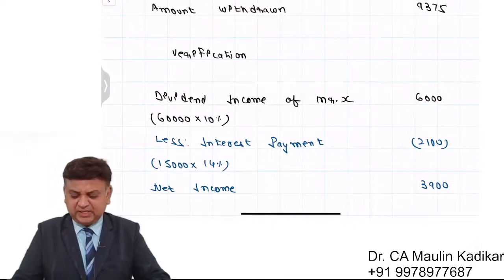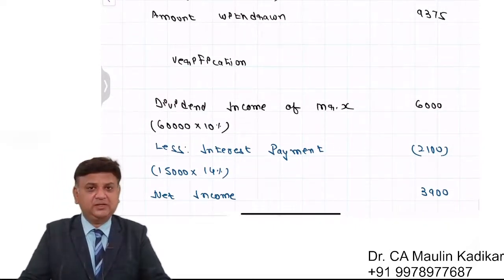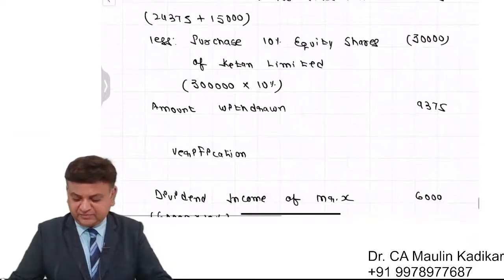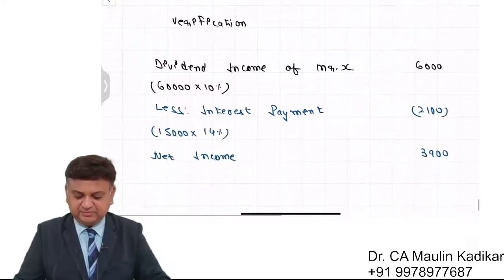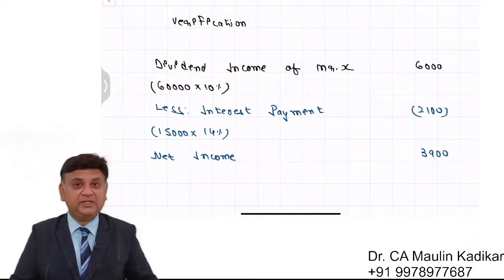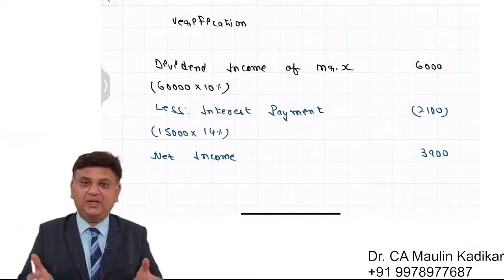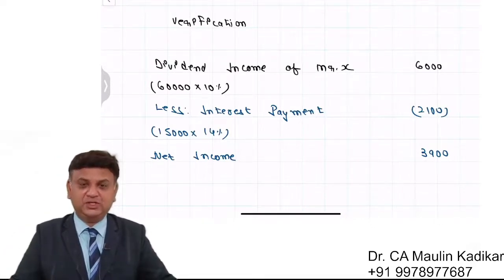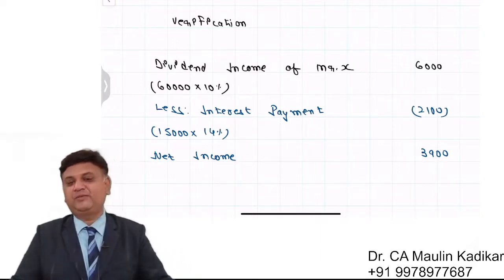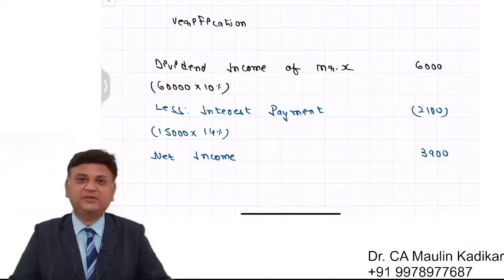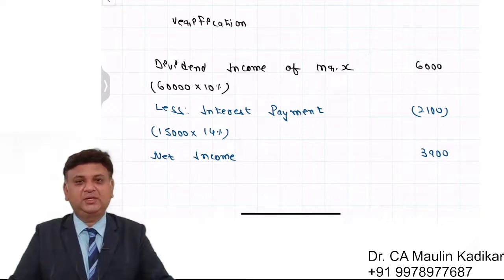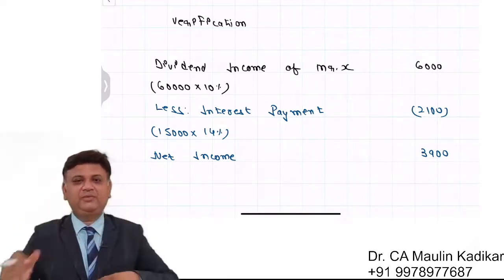You can see that earlier it was also 3,900. So even after withdrawal of rupees 9375, the income is remaining the same. This is also the way you can show the arbitrage. Even in this case, Mr. X would be happy. Why? Because after switch over, there is a surplus in the pocket. So whatever Mr. X is doing, other investors will also do. And with that, we will have the arbitrage. So the value of both the companies will become the same.